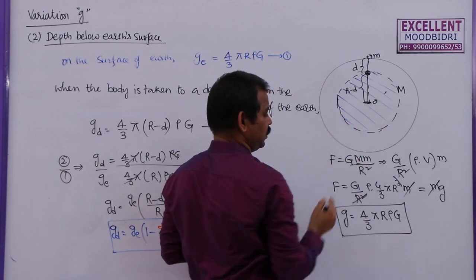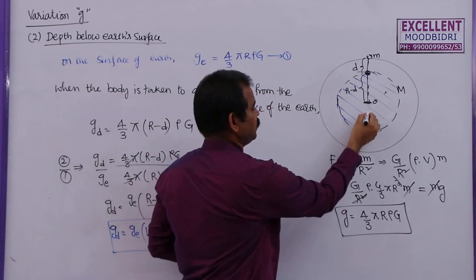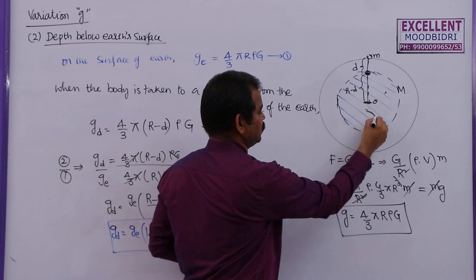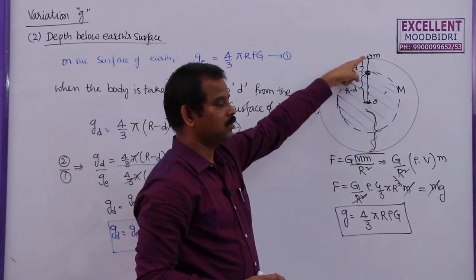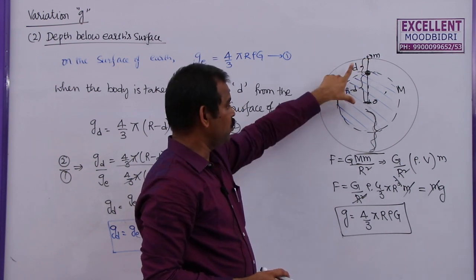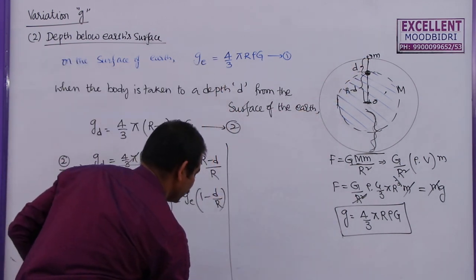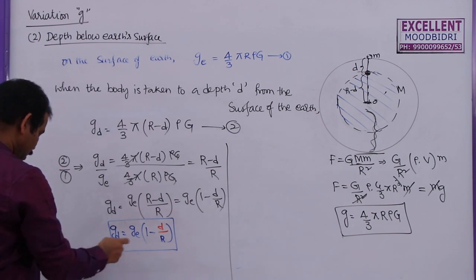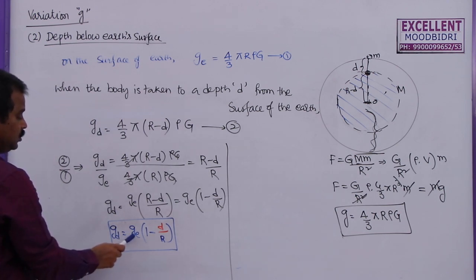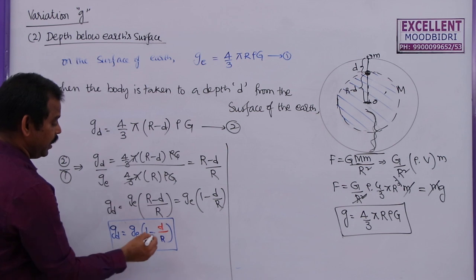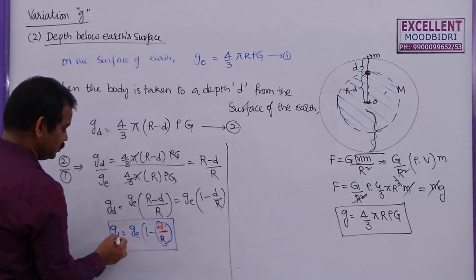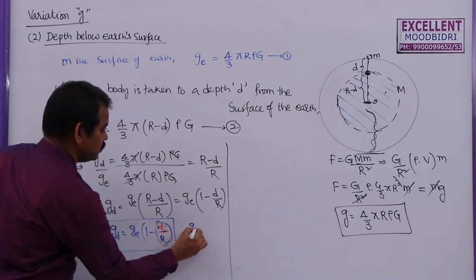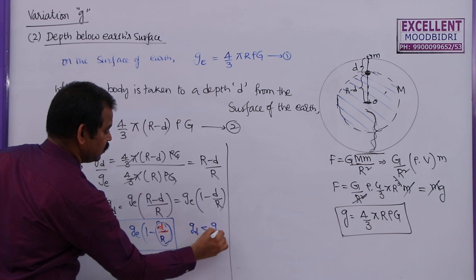After reaching the center, what happens? If you come this side, then we have to consider this distance from this surface. That's why the maximum distance that you can go deep is only the radius of earth. Now here also you can see g_d is equal to g(1 minus d by R). As d is a lesser value and R is more, this is always less than 1. So this value is always less than g_e. So g_d is always less than g_e.